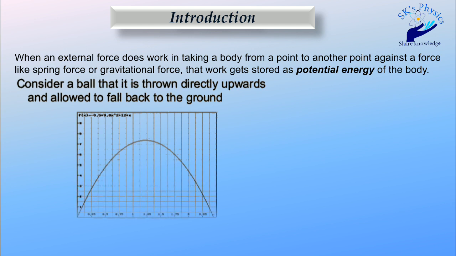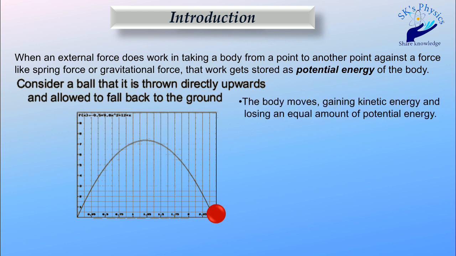Consider a ball that is thrown directly upwards and allowed to fall back to the ground. That is because of gravitational force. The body moves, gaining kinetic energy and losing an equal amount of potential energy, and the sum of the kinetic and potential energy is conserved. That means the final sum of the energy and the initial sum of the energy are equal.